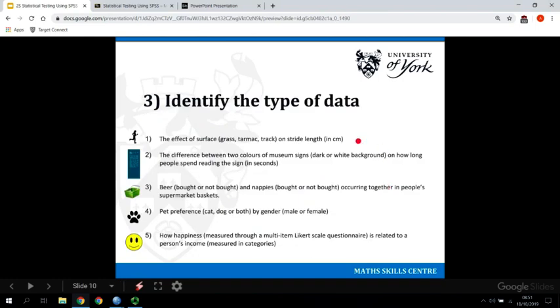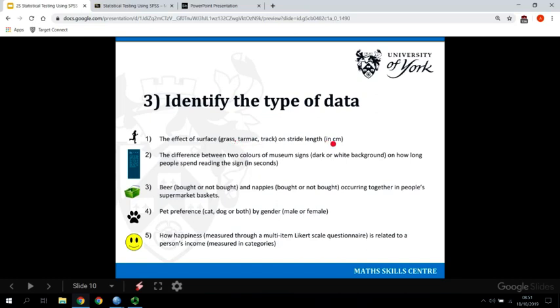So now what I want you to do is identify the type of data in these 5 scenarios. So if we do the first one, the effective surface, I've given you the categories here. So we've got grass, tarmac and track. Because they're categories, then they're considered nominal. There's no natural order to them.